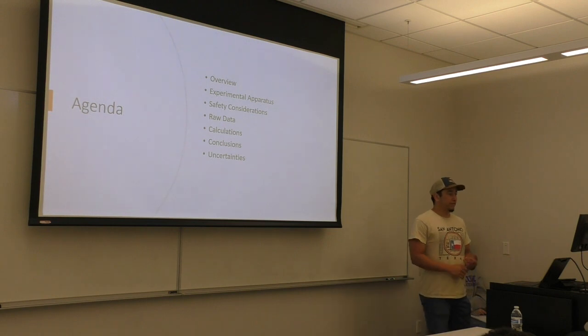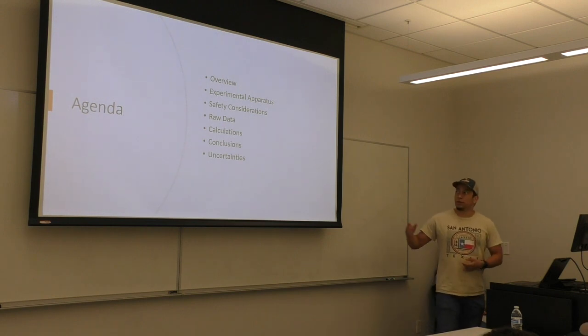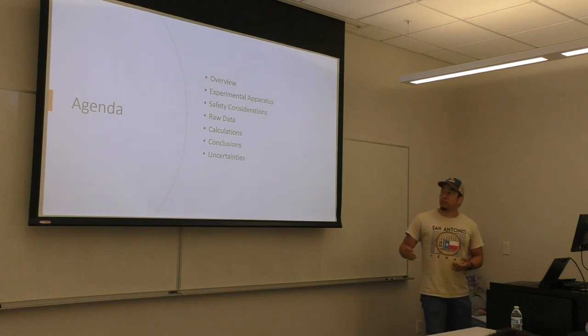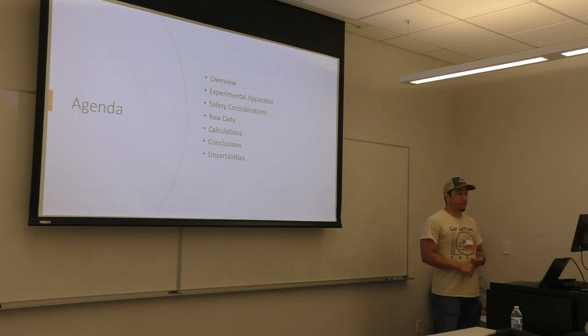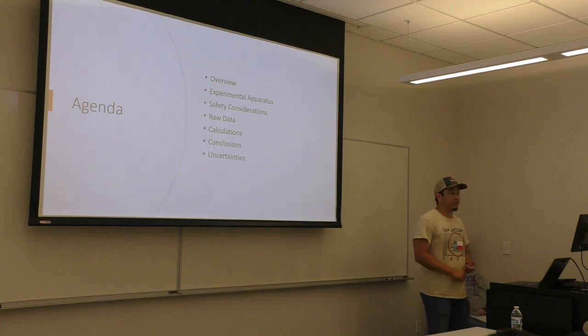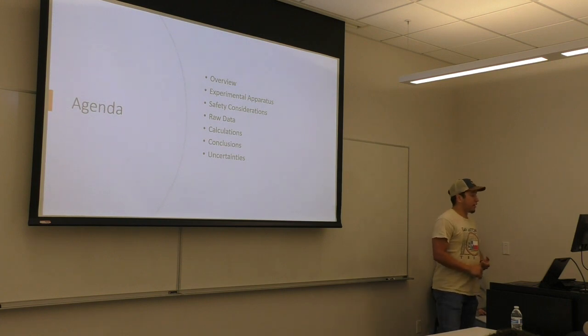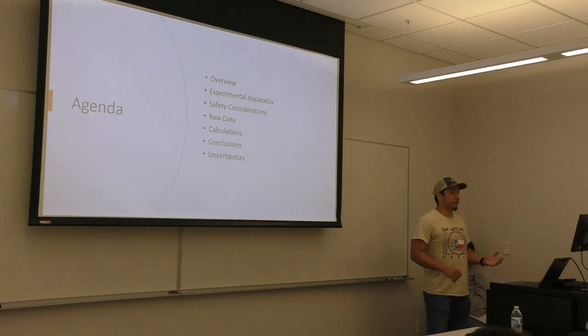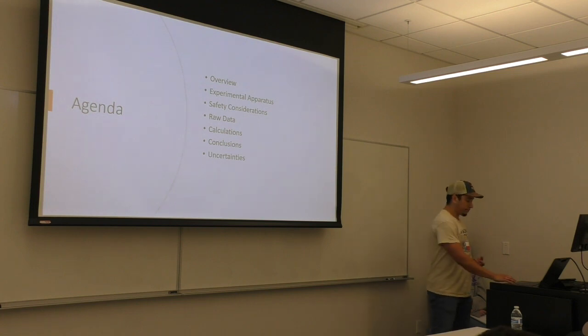So just an agenda for the presentation. We'll go over an overview of what the Rankine cycle is, how it works, and what the goals are. We'll explain the experimental apparatus. We'll also go into safety considerations for the procedure, as well as the raw data collected, some calculations to measure performance and other things, and then we'll draw some conclusions and uncertainties as well.